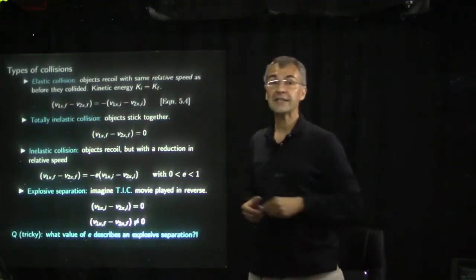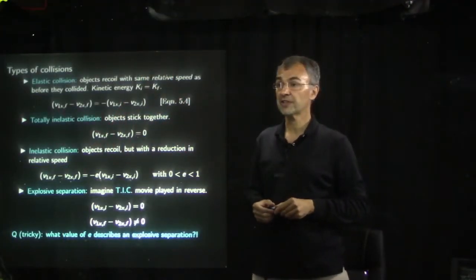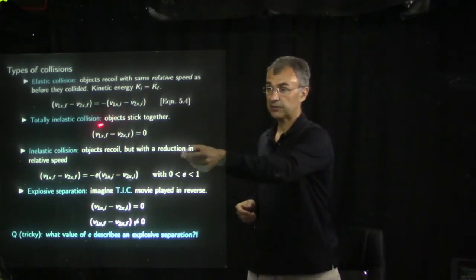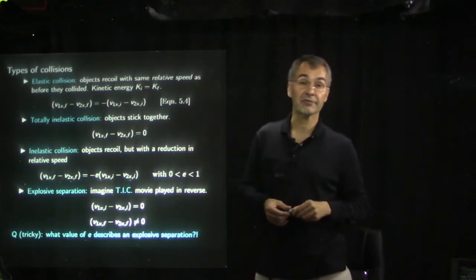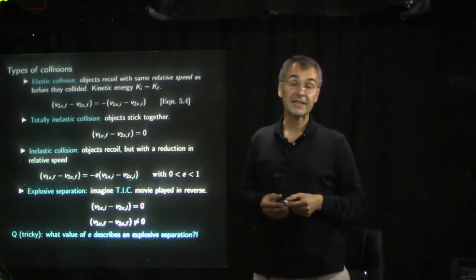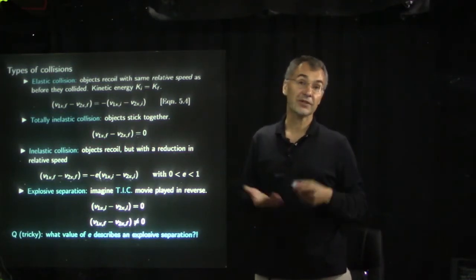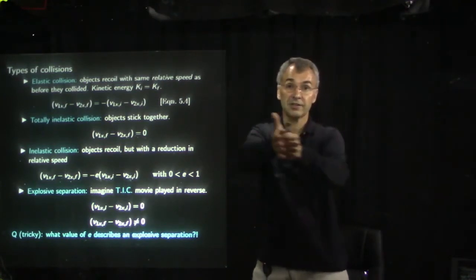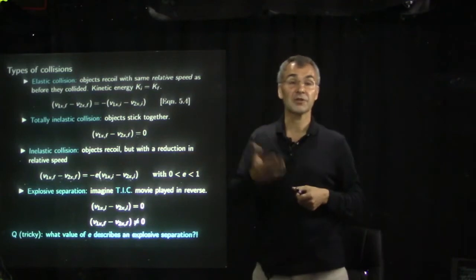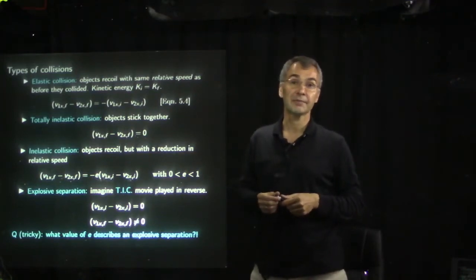In a totally inelastic collision, the objects stick together, so the relative speed afterwards is 0, so the relative velocity afterwards is 0. That's really convenient. It makes the math really easy because there's only one velocity in the final state. The 2 objects stick together, and there's only one v final to worry about.